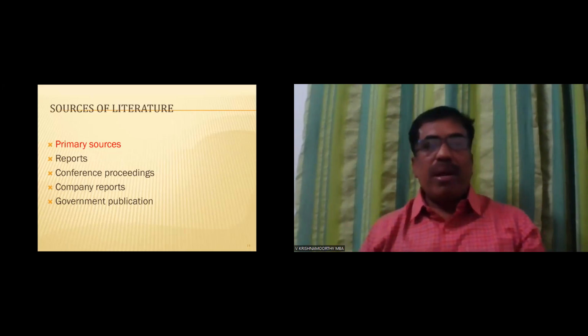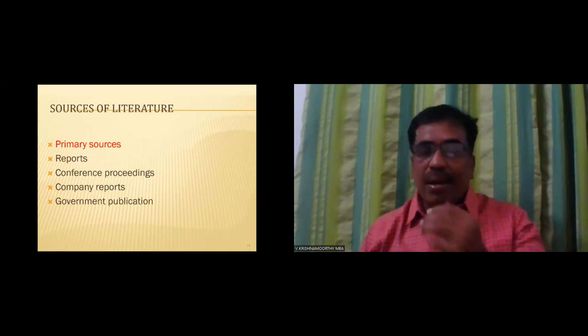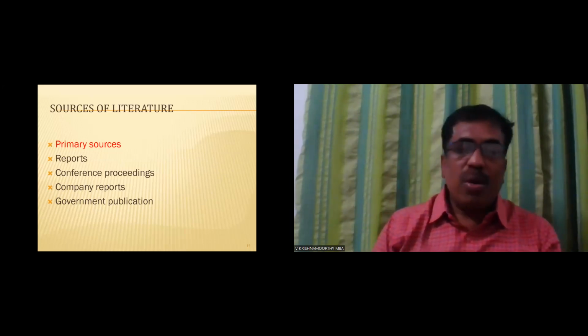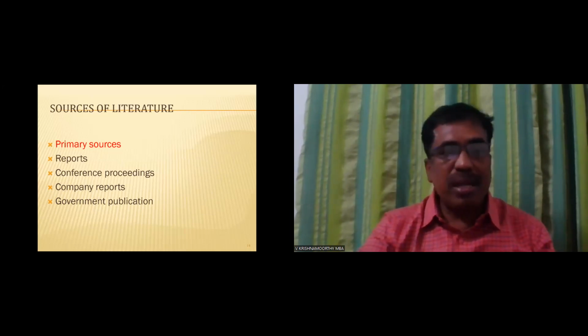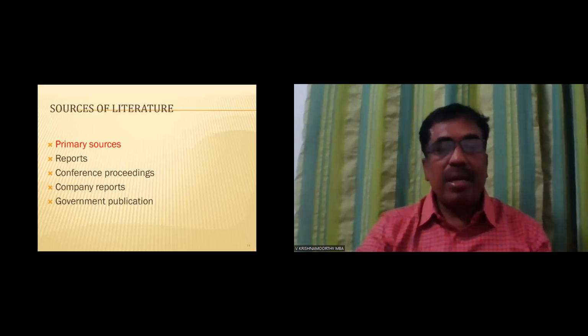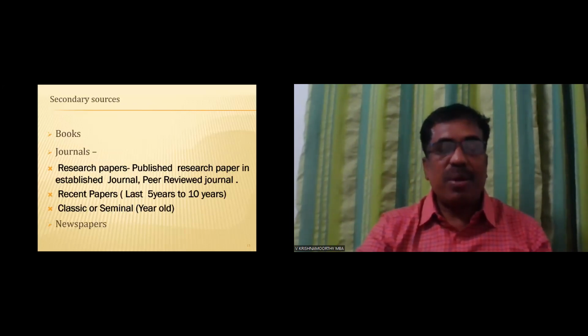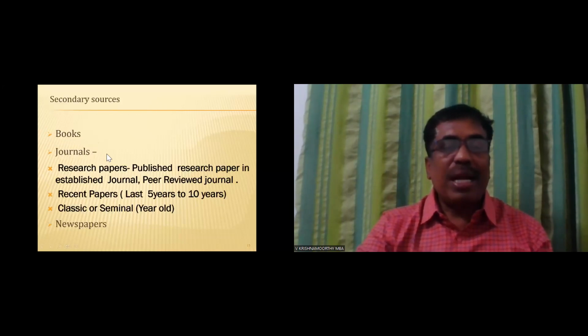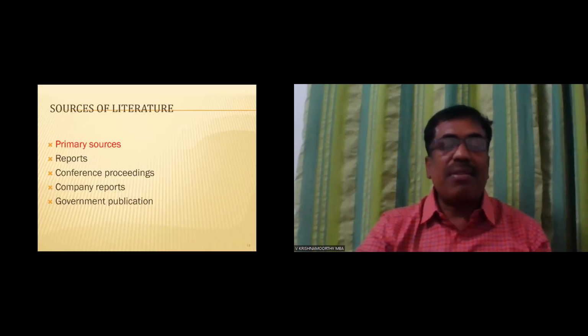Okay. Now, what are the sources of literature review? These are the different sources. One is primary sources. Next one is reports. Third one is conference proceedings, company reports, then government publications. So you can collect the information. Similarly, you can also collect information from secondary sources. Let me first explain primary sources.